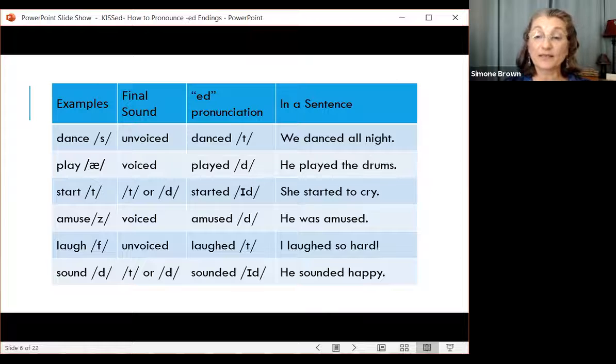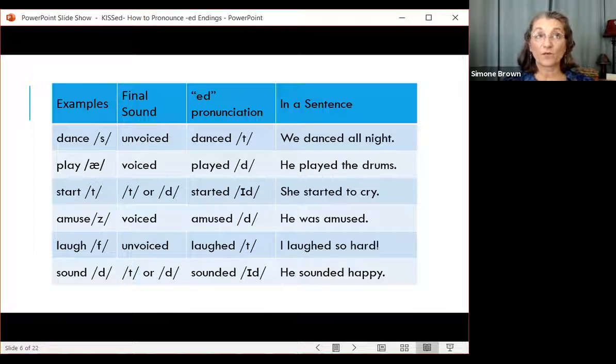So with the ED pronunciation, since it's unvoiced, it's a T sound. Danced. We danced all night. Say it with me. We danced all night. All right, so the next one is play. Let's put our hands here. Play. A voiced sound. So it's played, with a D. He played the drums. He played the drums.